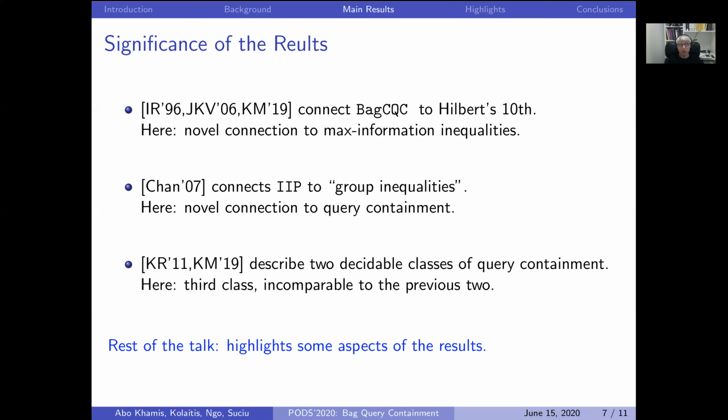We connect it to information inequalities, and it is a strong connection. It is a reduction in both directions. Similarly, in terms of the study of information inequalities, the only previous connection known was due to Chan, who has a very direct connection, a one-to-one correspondence between information inequalities and so-called group inequalities. Here too, our connection is novel in that it connects this to bag query containment. And finally, I want to mention that our decidability class is different from the previous two decidability classes that were known in the literature. So in the rest of this talk, I will highlight some technical aspects of the three results that I mentioned earlier.